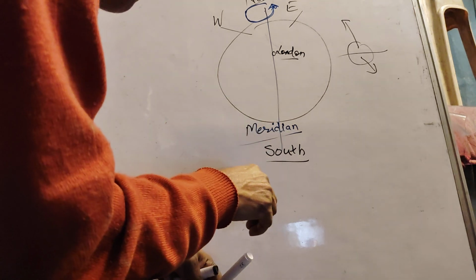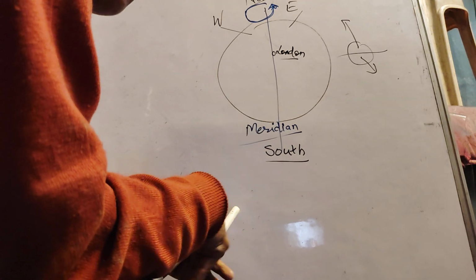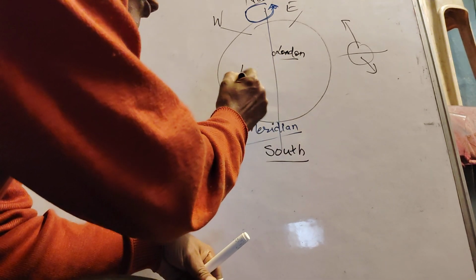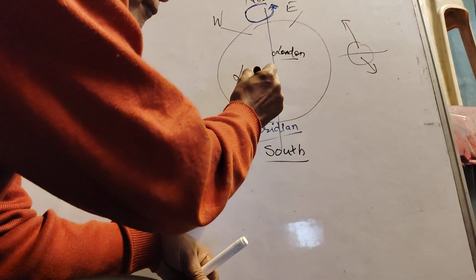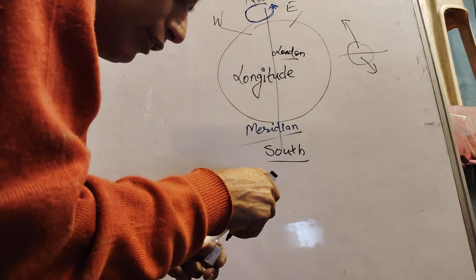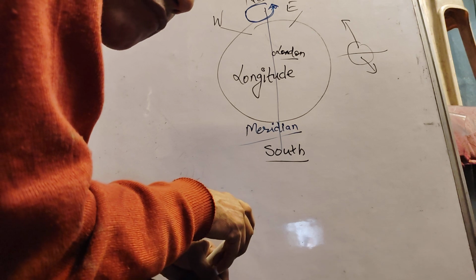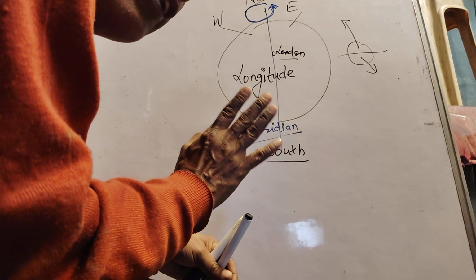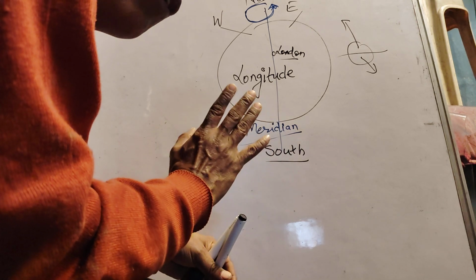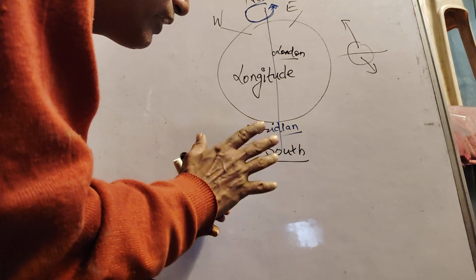And this meridian line, another name for it is the longitude line. Or this is also called the timeline. It decides the whole Earth's time.